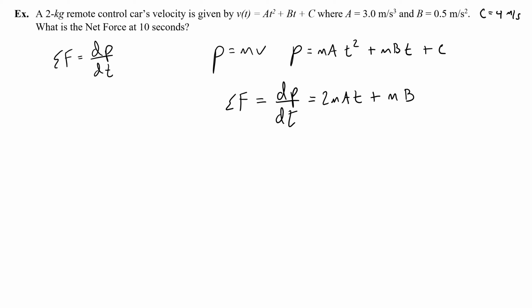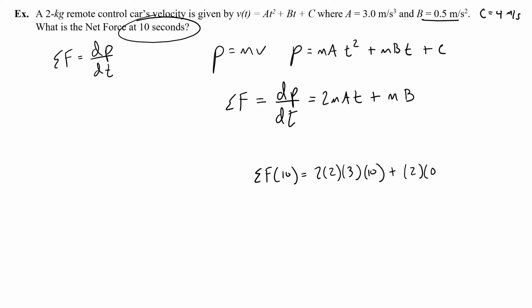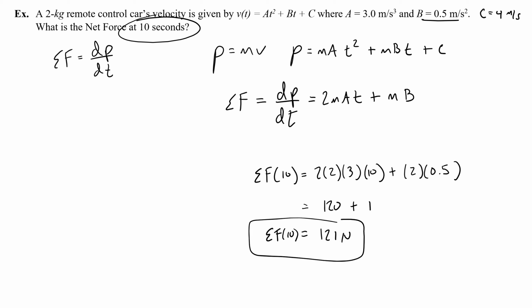And if I want to find the net force at 10 seconds, then I just plug it in. So the net force at 10 seconds is 2, now I'm going to do 2 for the mass, 2 kilograms. A is 3. T is 10. The mass is 2. B is 0.5. And I get that the net force is 120 plus 1, or 121 newtons of force at that 10 seconds.